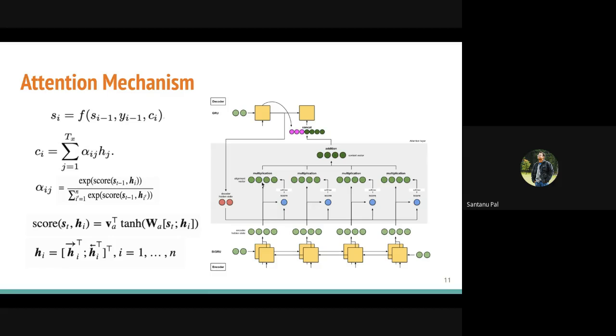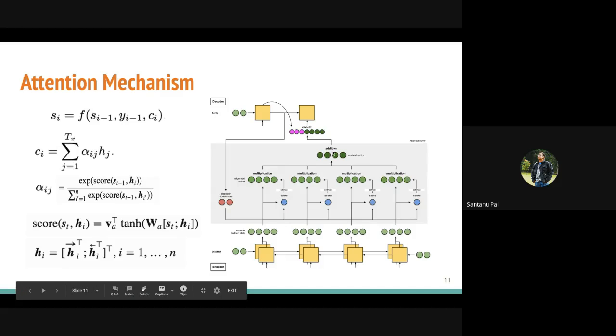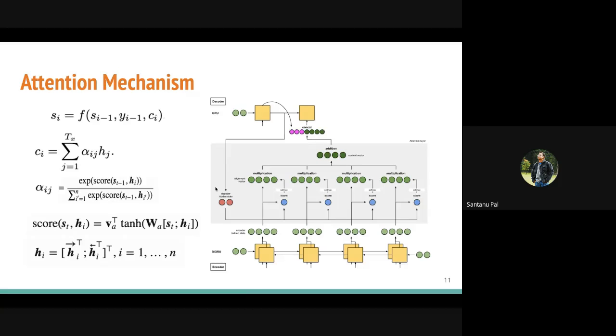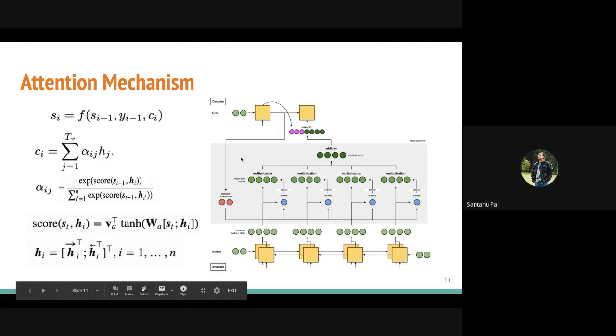Then this is multiplied with this alpha ij. Let's say here you have the information of alpha ij, and then it is multiplied and normalized, so you can sum up all the values. To calculate ci, it is the sum of all alpha ij multiplied by hj, and then it will generate the context vector here. So here it is called the attention layer.